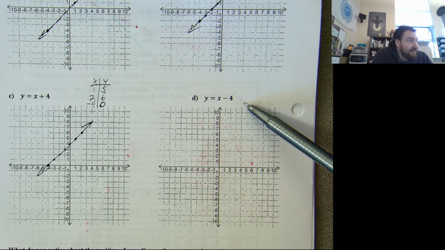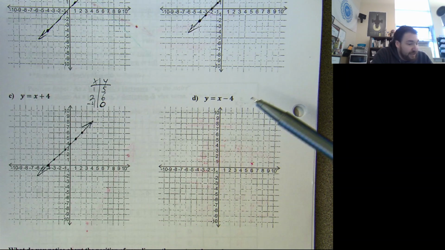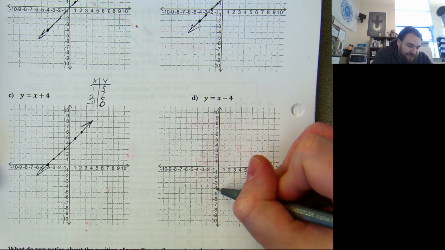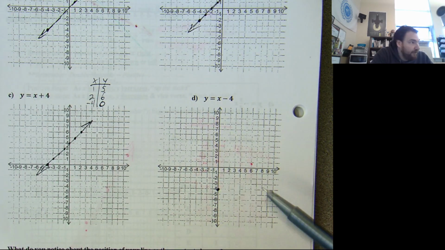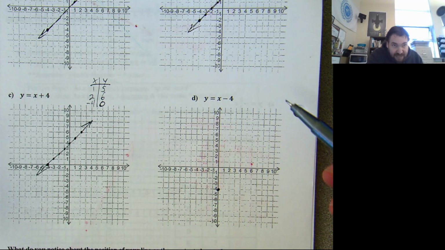Anyone want to take a guess at what they think this one might look like? Hassan Joe? It's all Hassan Joe and Lucas today. You think it should go through this point down here, -4 and 0. Or sorry, 0 and -4. That's your prediction. Another way to read that same prediction is the whole line drops down 4.